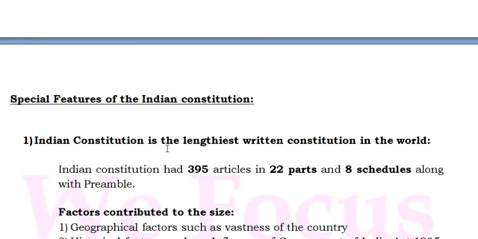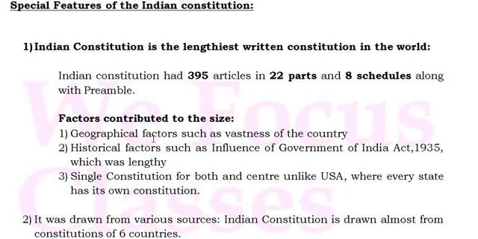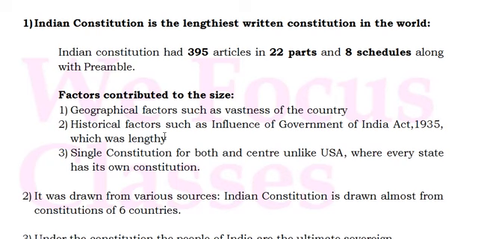The special features of the Indian Constitution, friends: the Indian Constitution is the lengthiest written constitution in the world. Earlier it had 395 articles in 22 parts and 8 schedules along with the preamble, and even now it is the lengthiest written constitution in the world. In the exam they may not ask which is the lengthiest written constitution in the world.